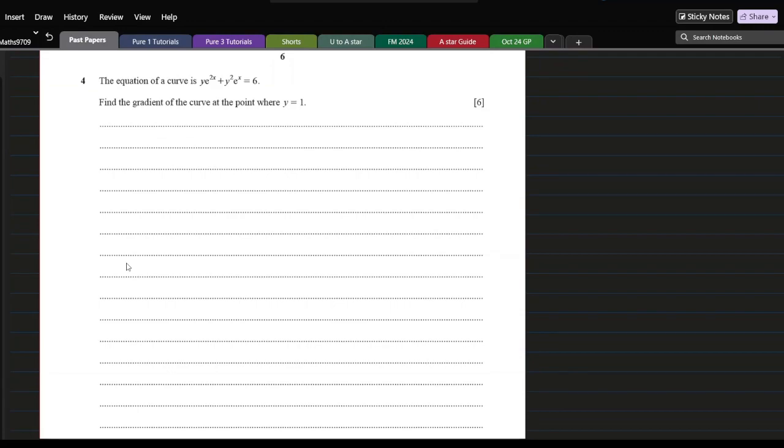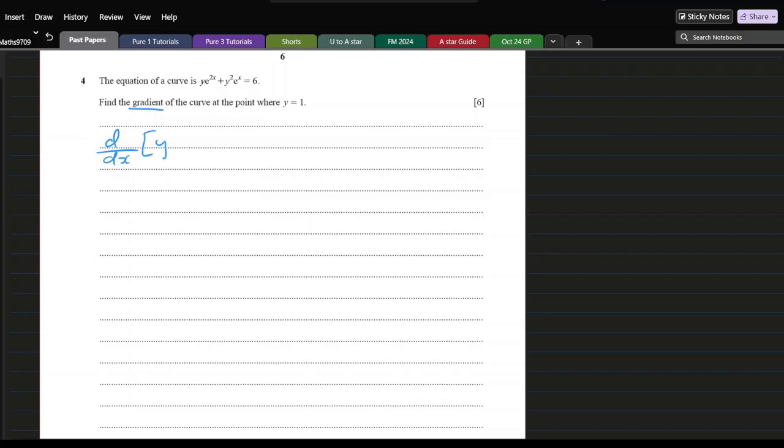The equation of a curve is y e to the 2x plus y squared e to the x is equal to 6. Find the gradient of the curve at the point where y is equal to 1. Alright, so the gradient here refers to dy dx. So that's what we have to find. And we can tell that the function that we have is implicit, because there's no easy way to make y subject of the formula. So let's differentiate it implicitly.